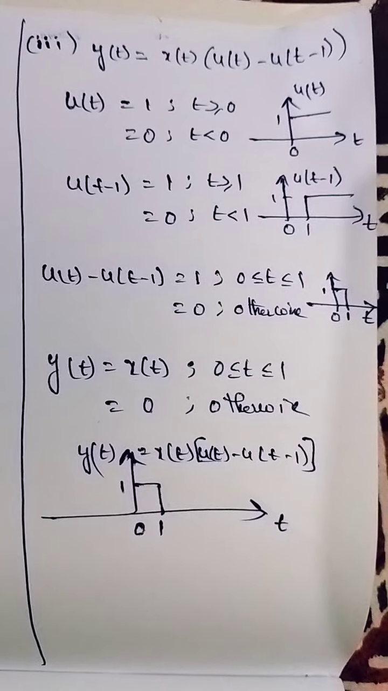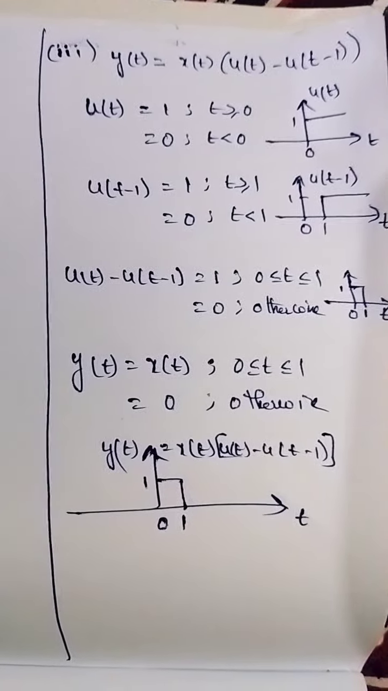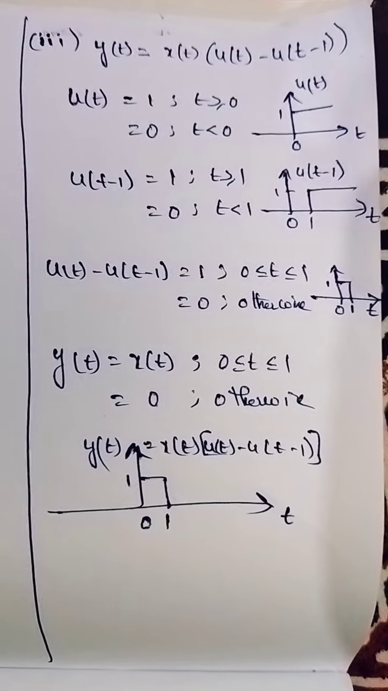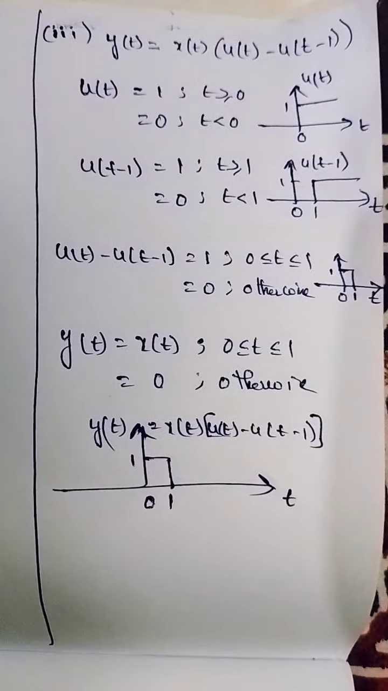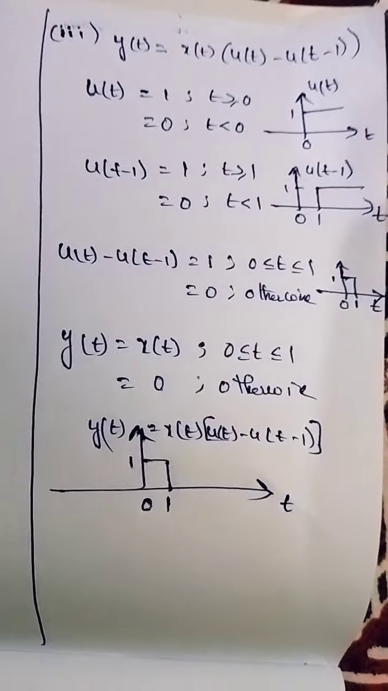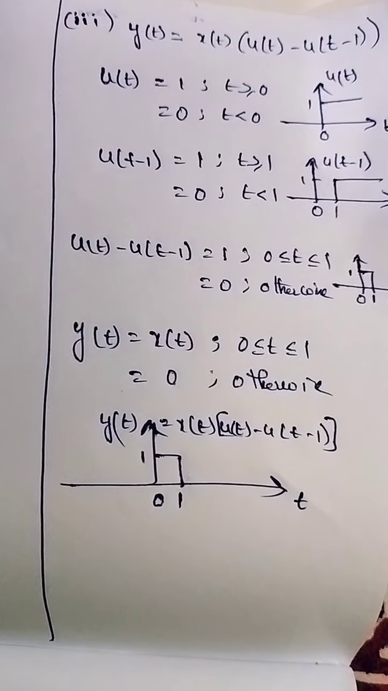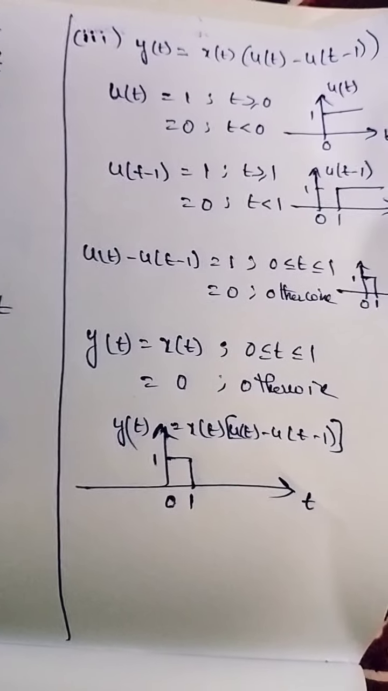This is the graph. u(t-1) becomes 1 for t greater than or equal to 1, 0 for t less than 1. So by doing subtraction between these two, you get the value 1 only from 0 to 1, otherwise it is 0. So now u(t) minus u(t-1) gives only one value in between 0 to 1.